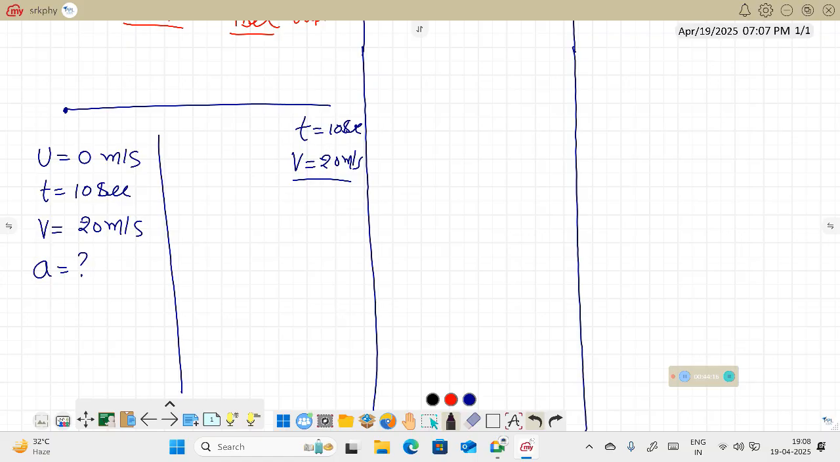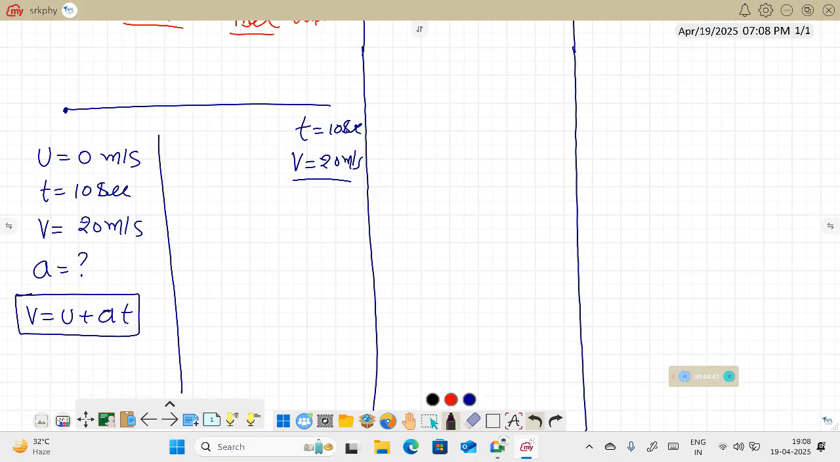Now acceleration is equal to. Now look at the formula, you have to take the formula here. So what is not given? Distance is not given. So what equation do you have to use? V is equal to u plus at.